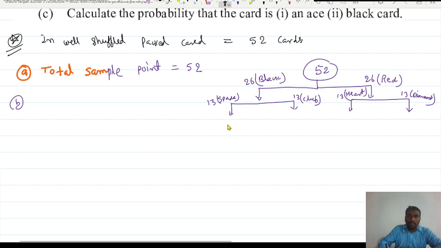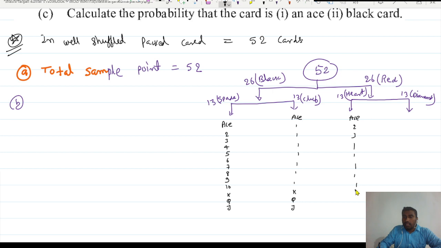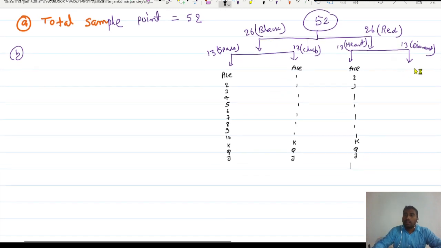Now see, in each division we have one ace, then 2, 3, 4, 5, 6, 7, 8, 9 and 10, and then king, queen, jack. Here also the same, and here the same thing means one ace of heart, then 2 through 9, then king of heart, queen of heart, jack of heart. Similarly here, you can see ace of diamond, then 2 of diamond up to 10 of diamond, then king of diamond, queen of diamond, and jack of diamond.